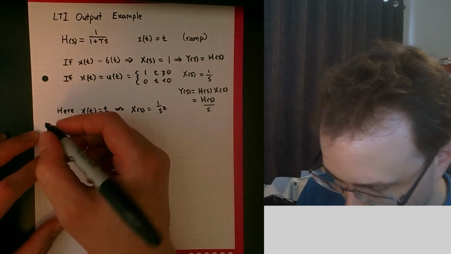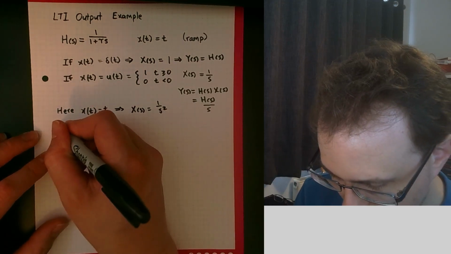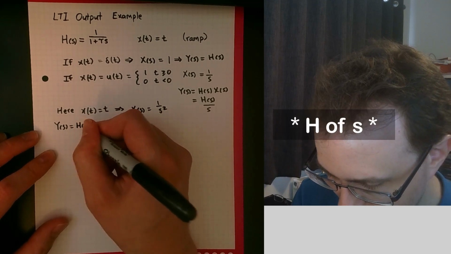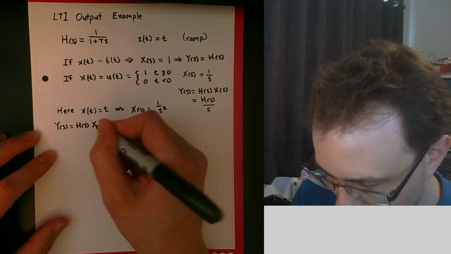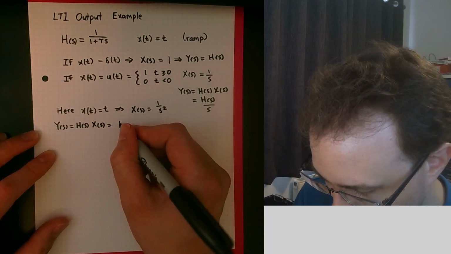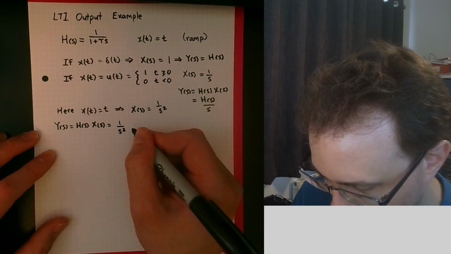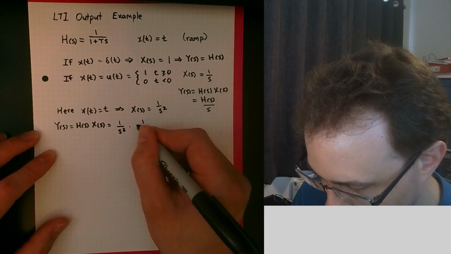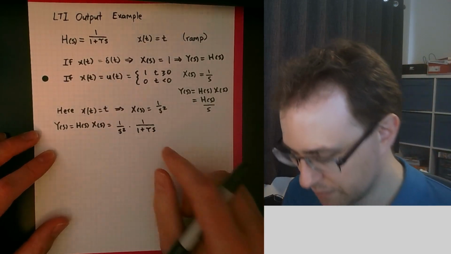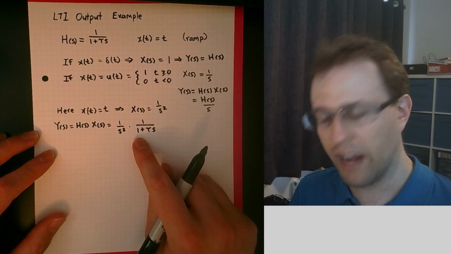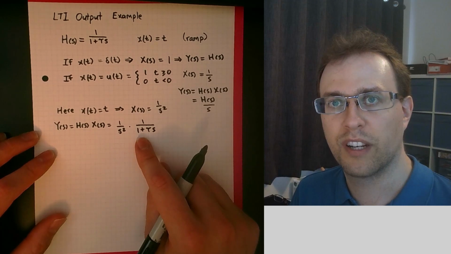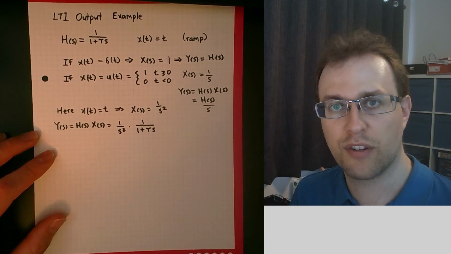So now our output Y(s), which is equal to X(s) times H(s), is going to be 1 over s squared times 1 over 1 plus tau times s. So here we have a product of fractions, and in order to find the inverse Laplace transform, we're going to find it useful to use partial fraction expansion.